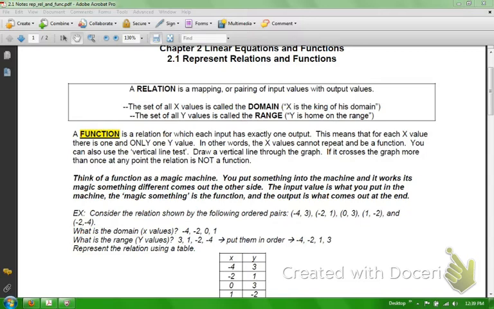The math definition says a function is a relationship for which each input has exactly one output. Or for each x value, there is one and only one y value. In other words, the x values cannot repeat and be a function. There are several different tests to this, several different ways you can see. The first of which is the vertical line test, and I'm going to show you some examples of that in a little bit.